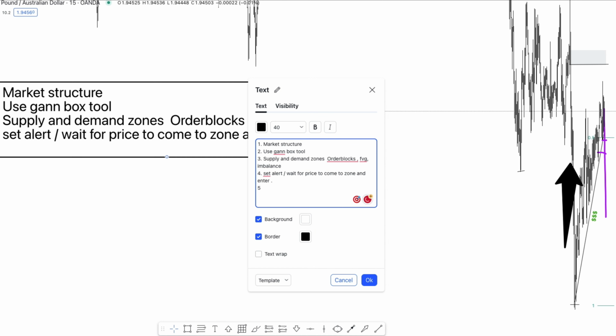I do that personally too, because I can tell whether it's a good supply and demand zone that I trust, and I have other confirmations. But for step 5, once you've set an alert, waited for price to come to the zone, and entered, step 5 is identify liquidity. I'm just going to keep it simple. And that can be trend lines, double bottoms, or double tops.